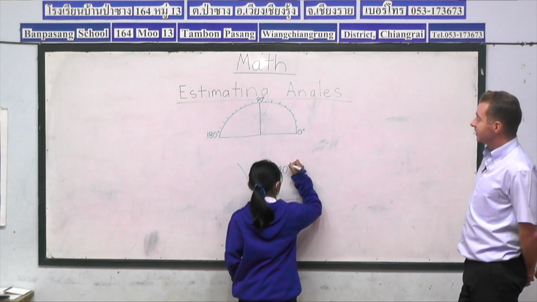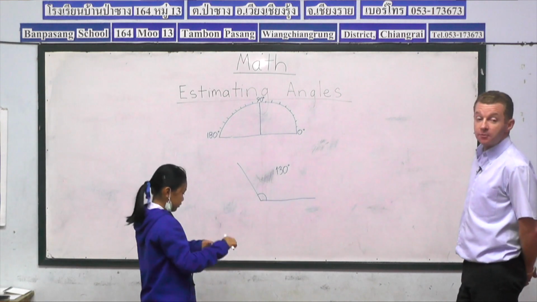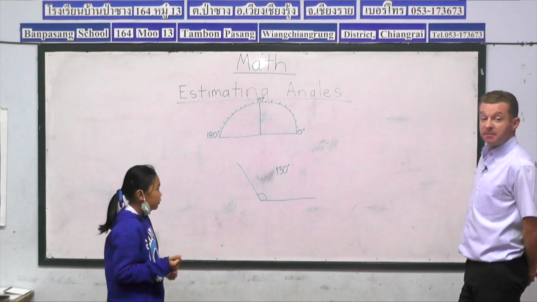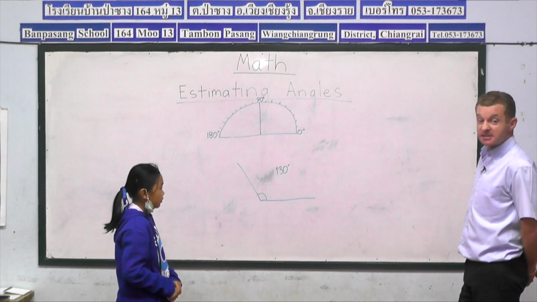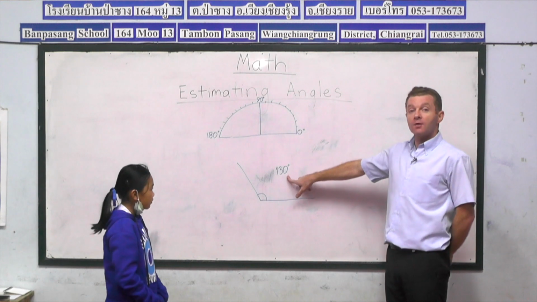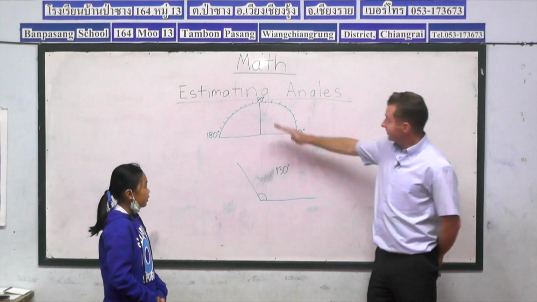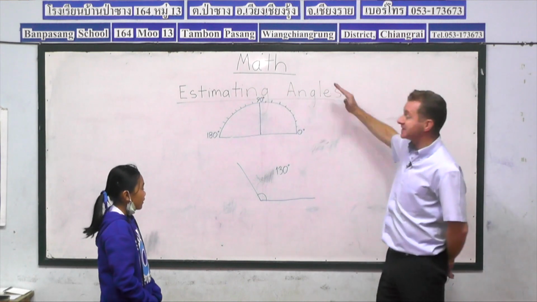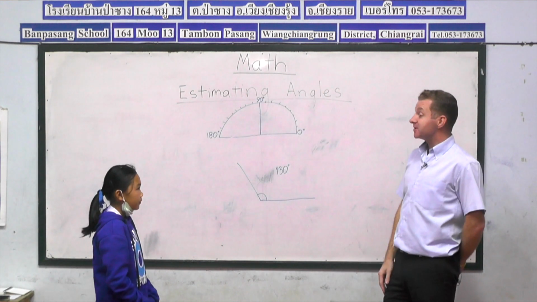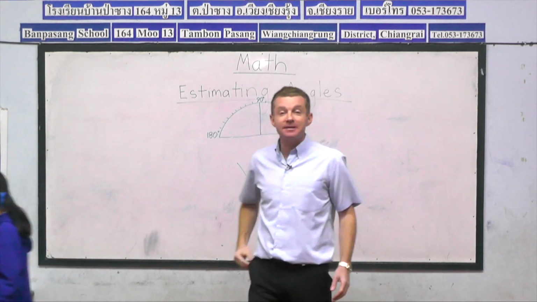130 degrees and the vertex. What do we think, guys? Do we agree? Everybody agree? Estimate is okay? Okay, so we can say together 130 degrees. This is how we can go about estimating angles. Nadia, that was brilliant. High five. Big round of applause for Nadia, please, guys.